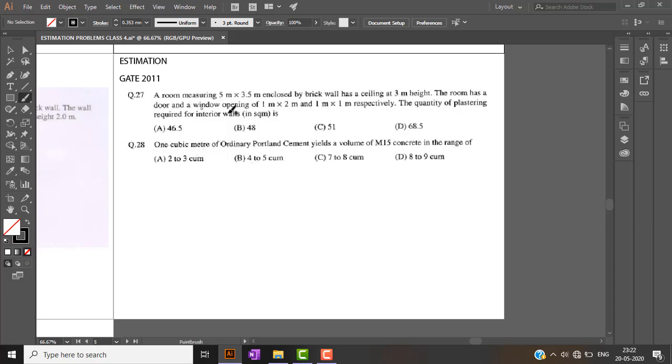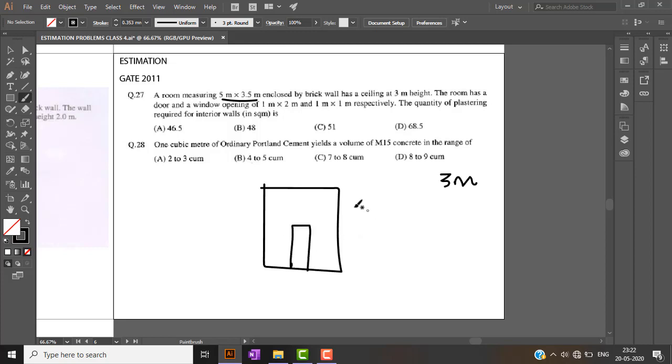A room measuring 5 into 3.5 meter, enclosed by brick wall, has a ceiling of 3 meter height. The room has a door and wall opening of 1 meter into 2 meter and 1 meter into 1 meter. See, door is 1 into 2 and window is 1 into 1. The quantity of plastering required for interior walls in square meter is.